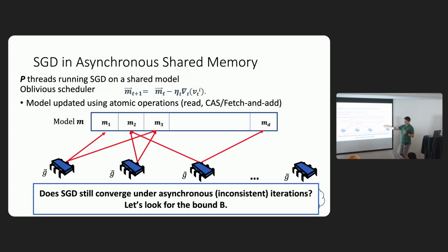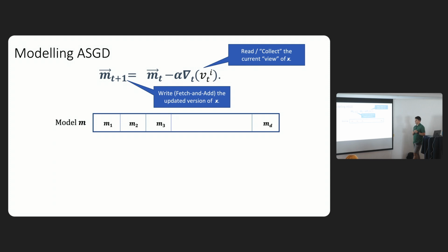We can assume that everyone writes to everything and reads everything, and the question would be, does it still converge under inconsistent iterations? You know the story so far. We have to look for the bound B. So instead of doing single reads, we're doing vector reads and vector writes here. And the writes, I'm assuming, happen via fetch and add on the updated version of vector X or vector M, however you want to call it.